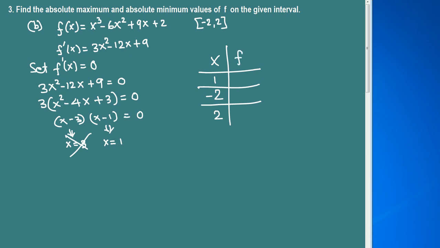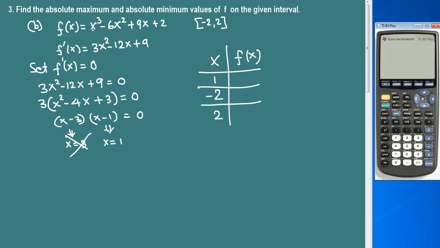So the corresponding function f(x). Okay, let's take the calculator out and evaluate this function at 1, at -2, and 2. I would graph this function, and second trace, that is calculate value. You can go for table, enter. Now x equals 1, 6. If you plug in x equals 1 here, you will get 6.